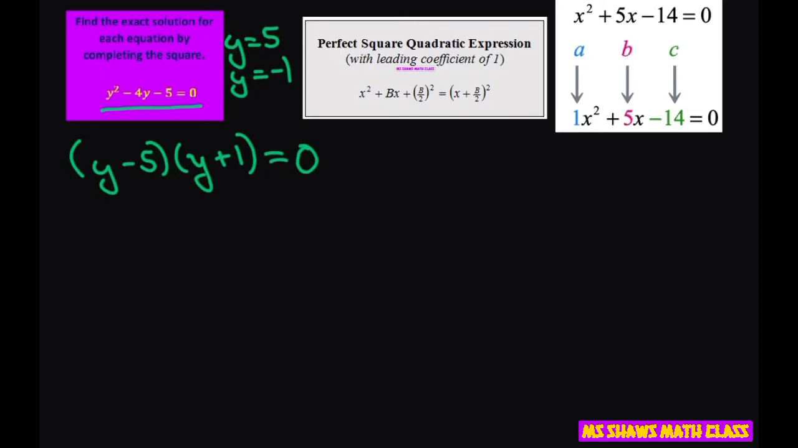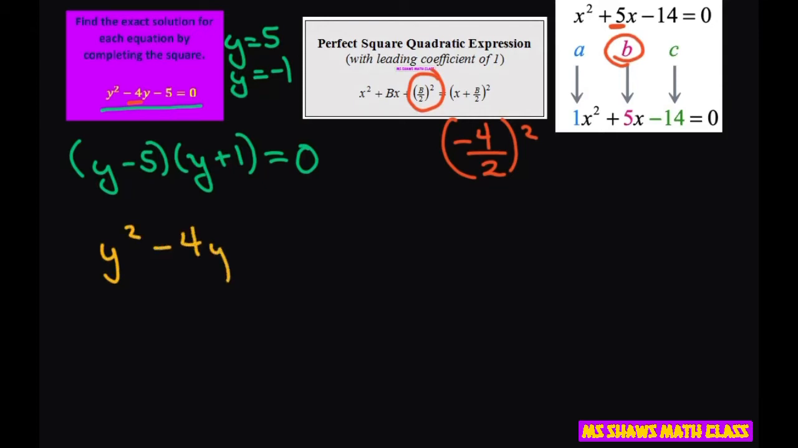And the way you do that is we take our b portion of our quadratic equation that's in standard form. So in our case, it's negative 4. And what you do is you take it, so negative 4 divided by 2, and then you square it. So let's look at this. The first thing you want to do is write this as y squared minus 4y, and we're going to add a term, which is going to be this b divided by 2 squared.